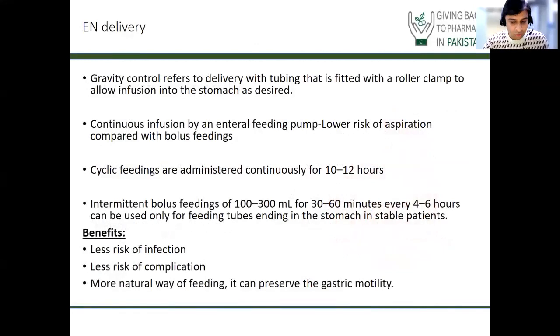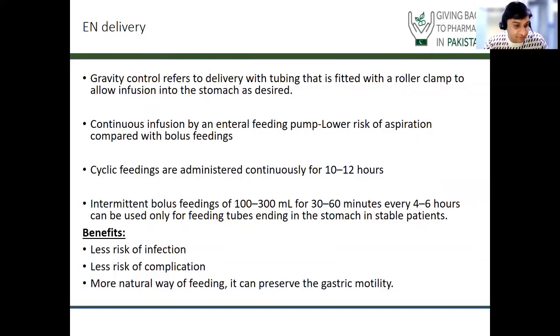So how do we deliver enteral nutrition? There are different methods. One is gravity control, another is continuous feed, third is cyclic feeds, where you give the recommended caloric diet for 10 to 12 hours, and then you let the patient sleep overnight and start this cycle again in the morning. Similarly, with intermittent pulses, you divide the total caloric feed into different portions, and then you give it every 4 to 6 hours. Each one of these strategies has its own benefits, pros and cons.